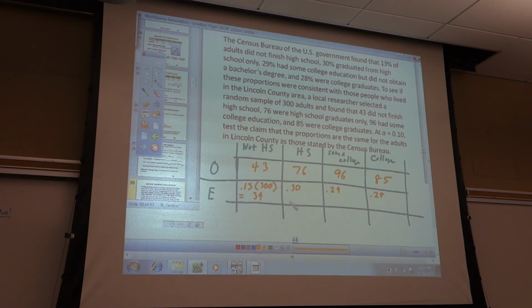30% of 300. That's 90. 29% of 300. That's 87. 28% of 300. That's 84. So that's how many I expect to get.